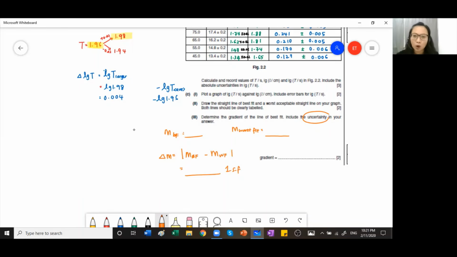The same goes for your y-intercept. If you're asked to find the uncertainty, you just take the y-intercept of your best fit, put a modulus because you want a positive number, minus the y-intercept of the worst fit line, and put it in one SF.